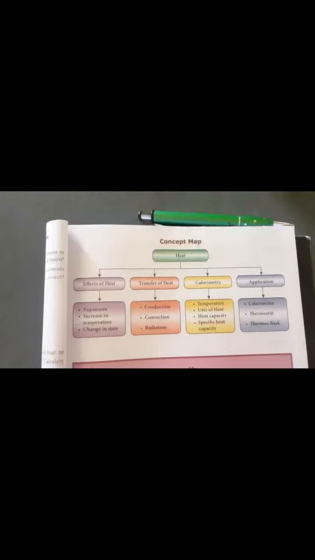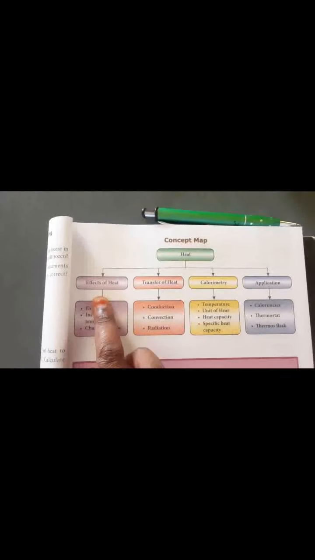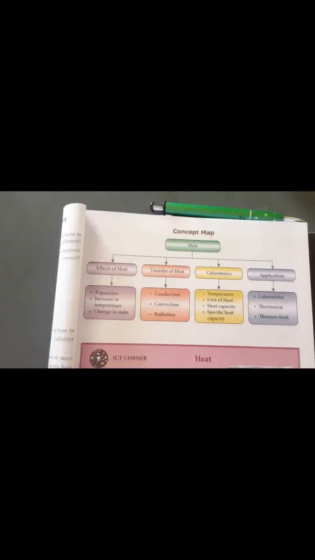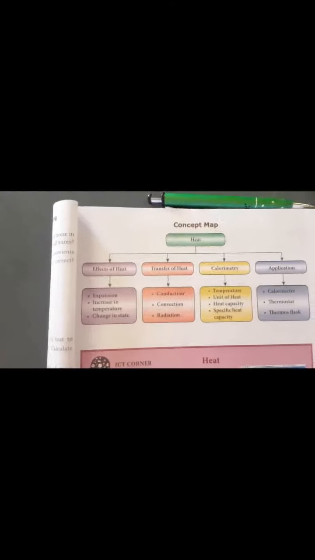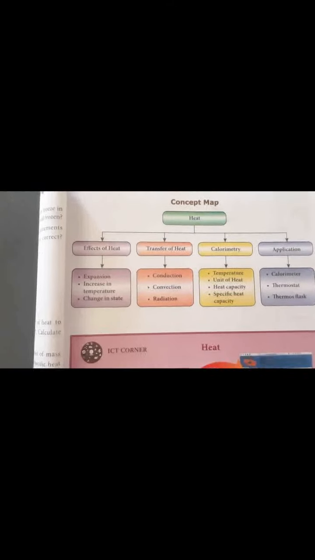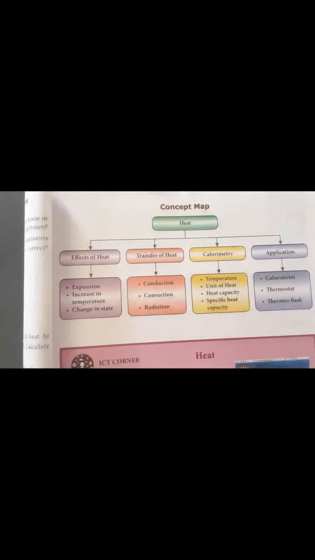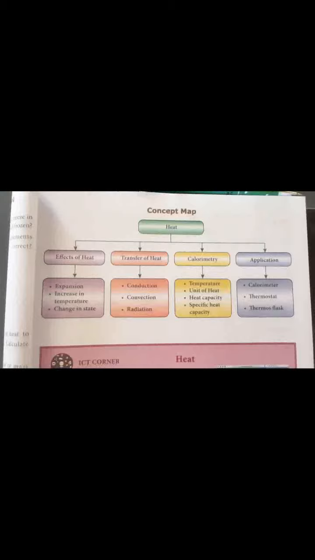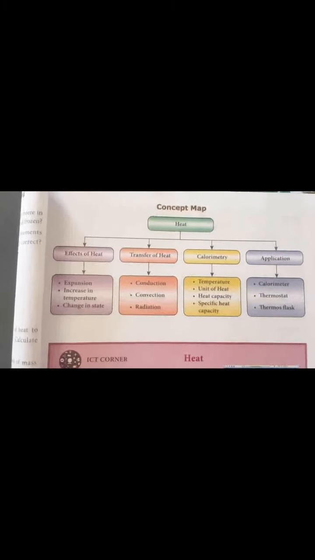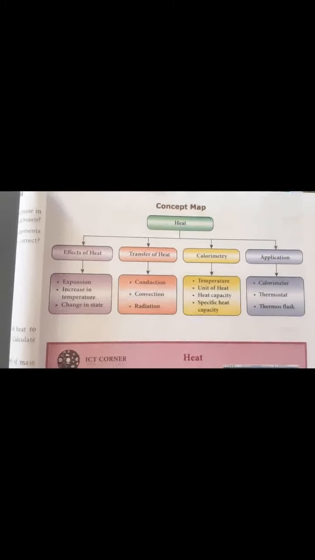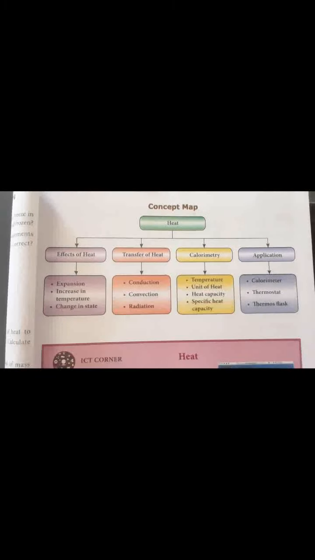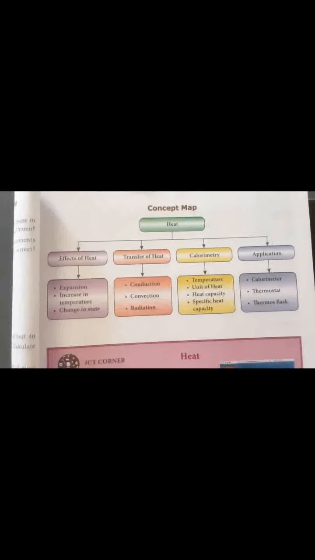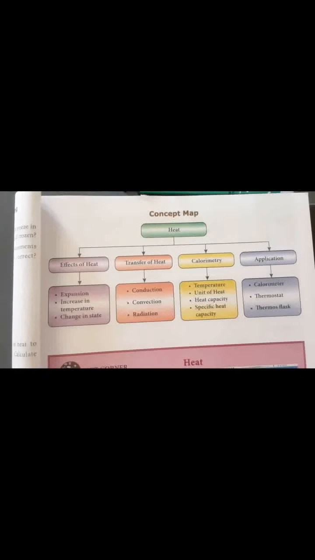So, summary of this lesson: heat, effects of heat, under which we have seen what happens when we apply heat to an object. It expands, its temperature increases and it changes its state, and how heat gets transferred in three ways: conduction, convection and radiation. Then we came across a new term, calorimeter, under which we have seen temperature, unit of heat, heat capacity, specific heat capacity. And we have seen three applications of heat, that is calorimeter, thermostat and thermoflask.